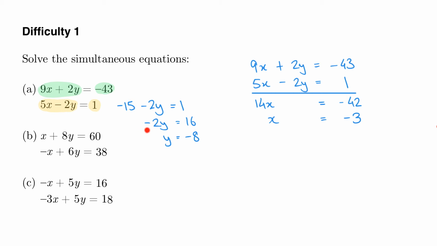I've simply divided the left hand side by negative 2, and I do the same thing to the right hand side. So I've got x equals negative 3 and y equals negative 8, and together that gives me the solution to this pair of simultaneous equations. So I'm just going to write that here. x equals negative 3, y equals negative 8, and that is the solution we are looking for. Let's move on to question B.